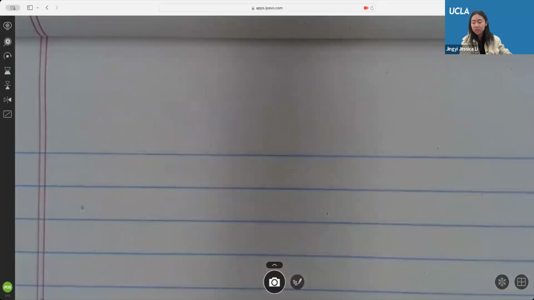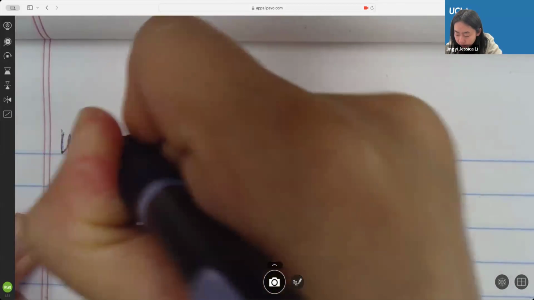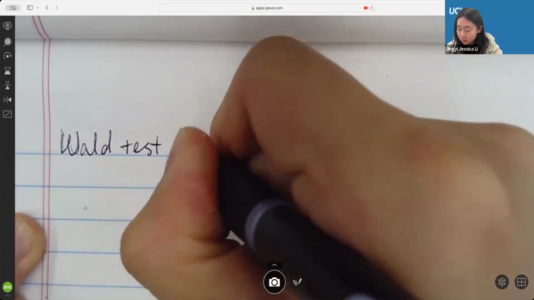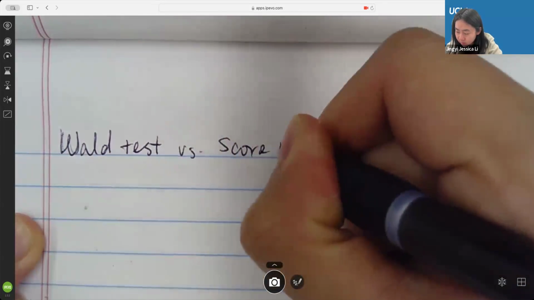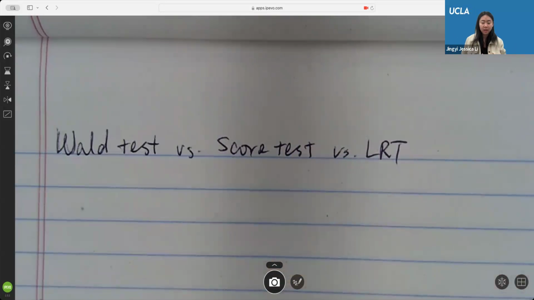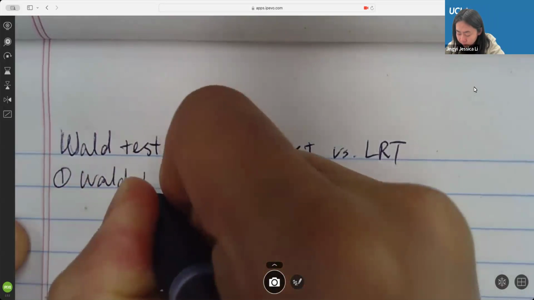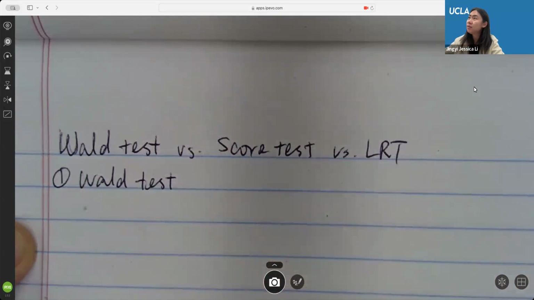Okay, so let's first talk about Wald test versus score test versus LRT, likelihood ratio test. Okay, so I'll try to give you the high level ideas behind each test and argue what is the best use of each case. Okay, for the Wald test, the foundation is asymptotic normality.